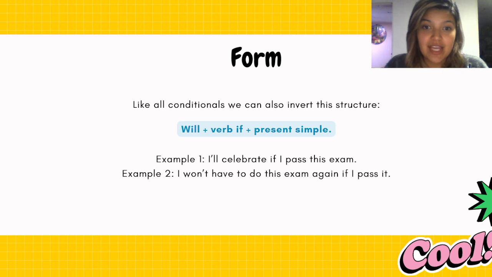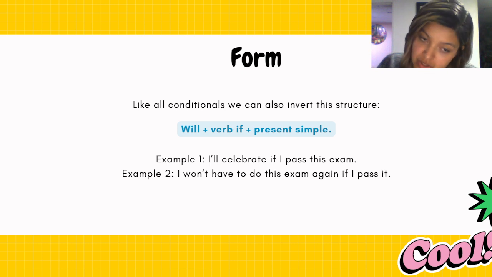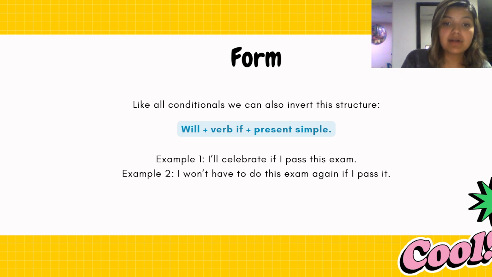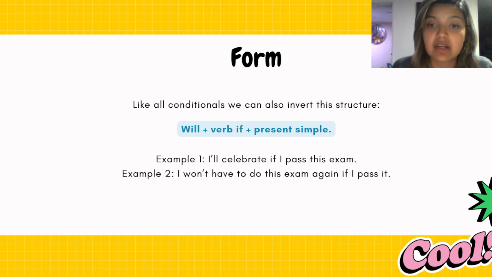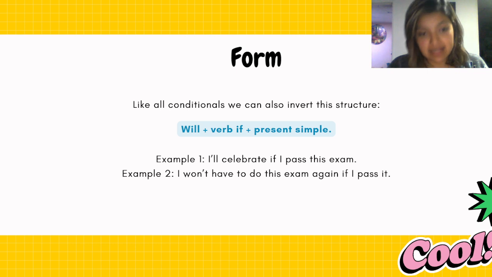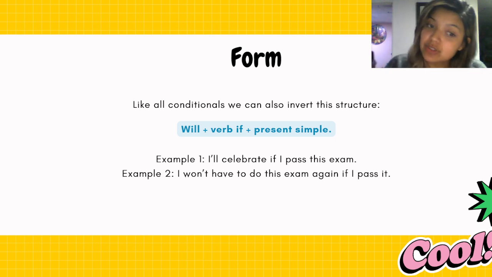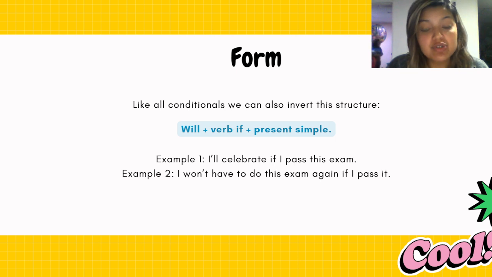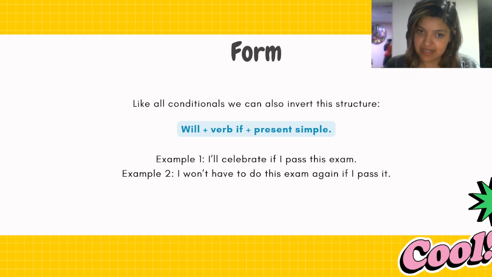Okay. So, like all conditionals, we can also invert this structure. So we can use will plus the verb, if plus present simple. So we invert the order, and when we start the sentence with will, we don't use a comma. So example 1, I'll celebrate if I pass the exam. Example 2, I won't have to do this exam again if I pass it.